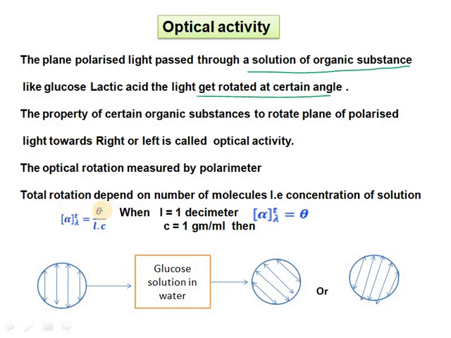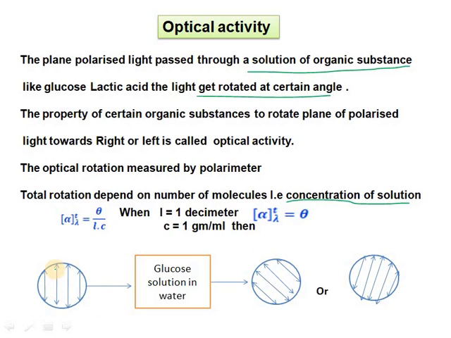The total rotation depends on the number of molecules and hence the concentration of the solution. We can find this rotation: alpha is equal to theta upon L into C, where L is 1 decimeter in length and C is the concentration, about 1 gram per ml.